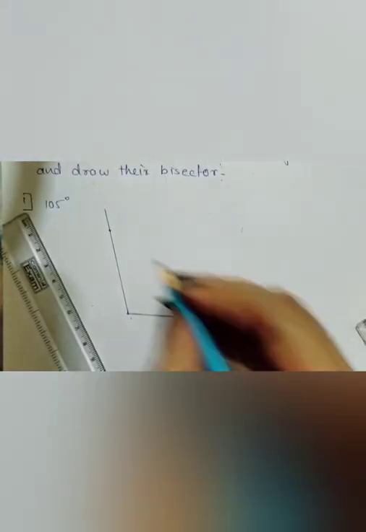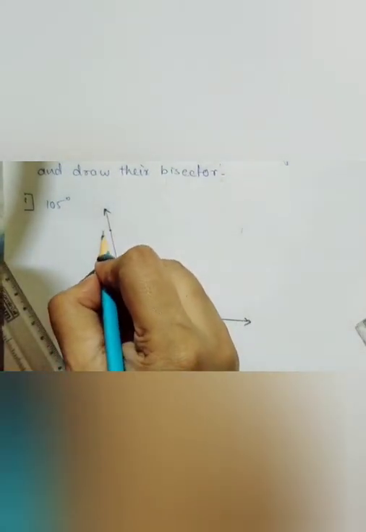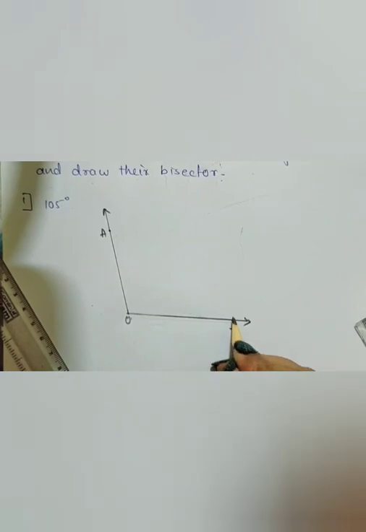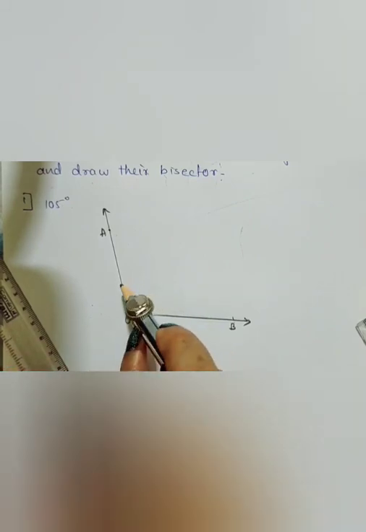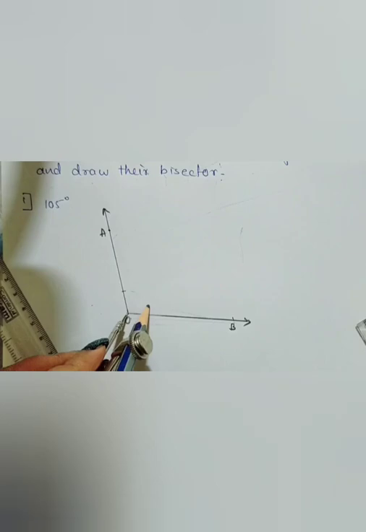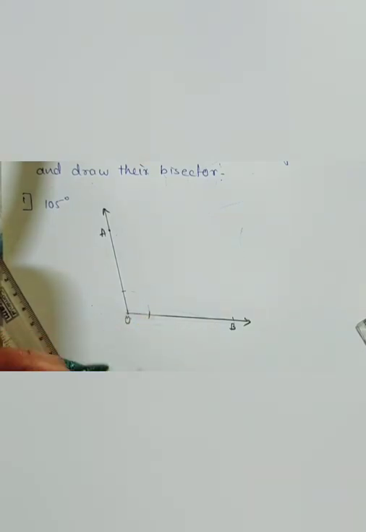This is our angle. We can give name A, O, B. Okay. Now this is our O point. We have to mark a small arc on both sides.